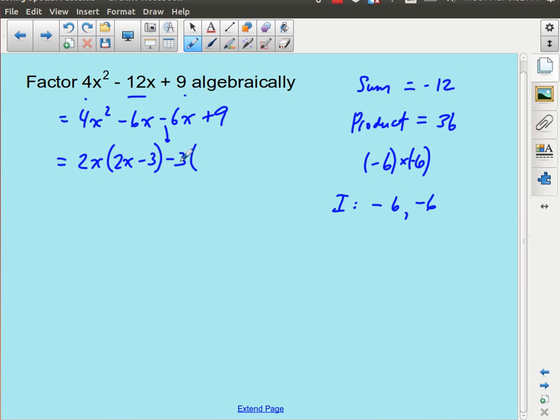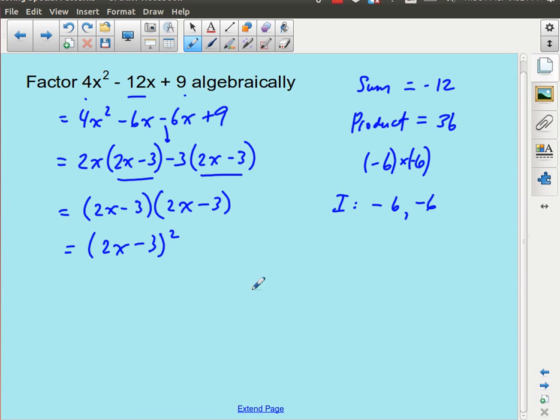Negative 6x divided by negative 3 is positive 2x. Positive 9 divided by negative 3 is negative 3. These factors are the same, so I factor them out, 2x minus 3, and then what's left behind is a 2x minus 3, and not surprisingly, 2x minus 3 all squared.